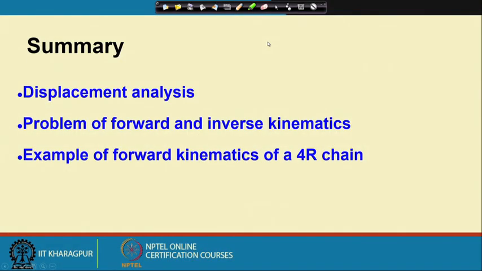To summarize, we have looked at the displacement analysis of mechanisms in general and defined the forward and inverse kinematics problems. And here today we have looked at the forward kinematics of a 4R kinematic chain, a constrained kinematic chain. So, with that I will close this lecture.